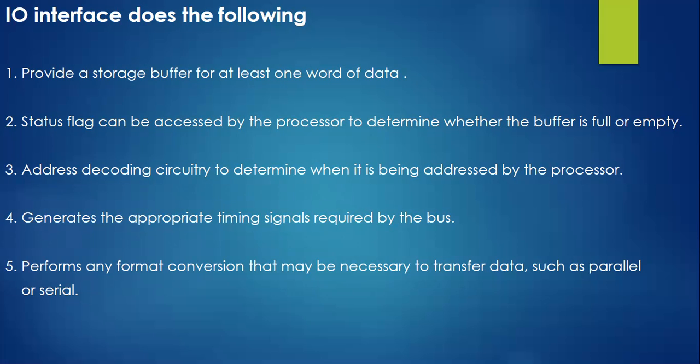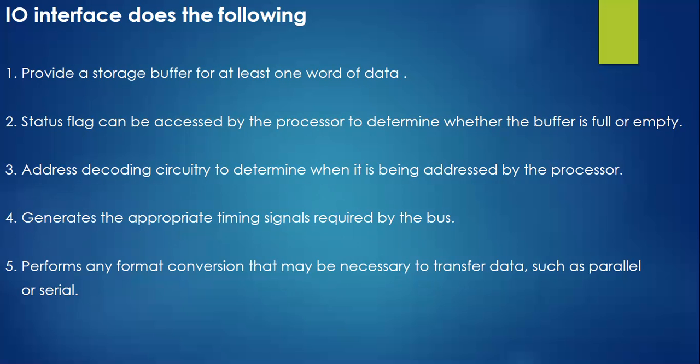Then the fourth point: it generates the appropriate timing signals required by the bus. In the case of a synchronous bus and an asynchronous bus, timing signals are very essential, especially for a synchronous bus. With the bus clock, within one complete clock cycle, one data transmission should be performed. In the previous lecture we discussed this. That is also one of the roles played by the interface circuit.